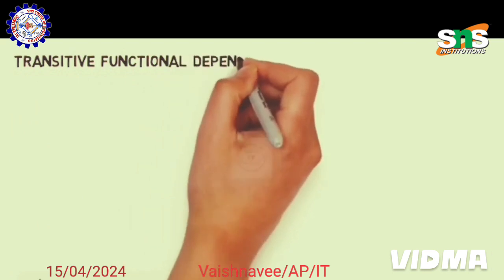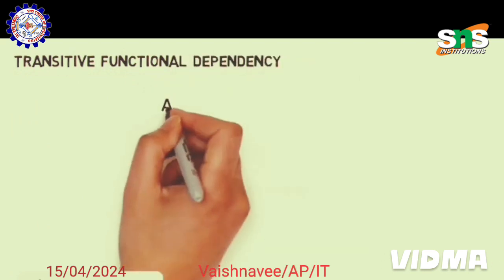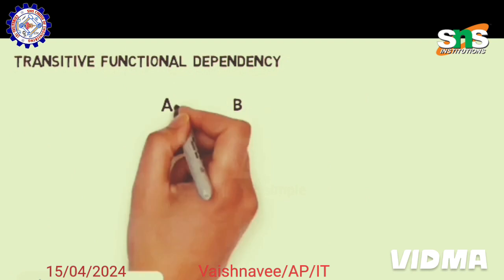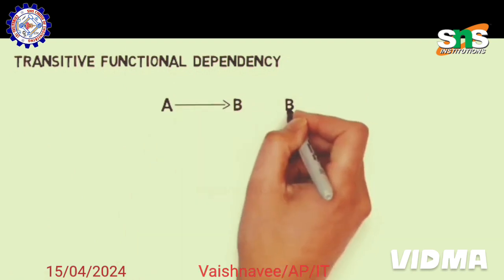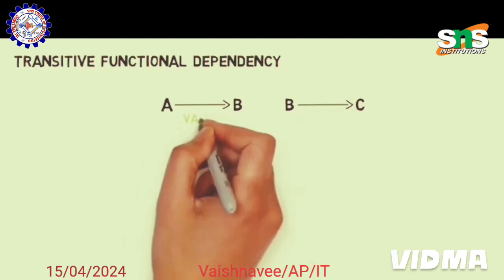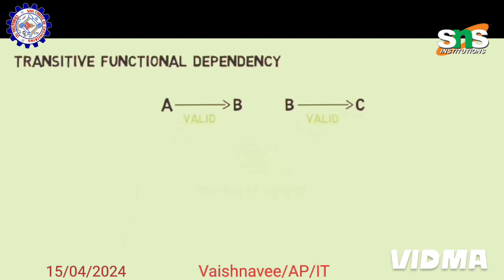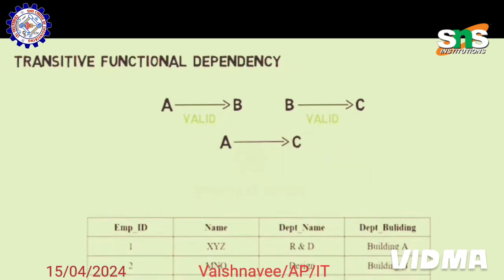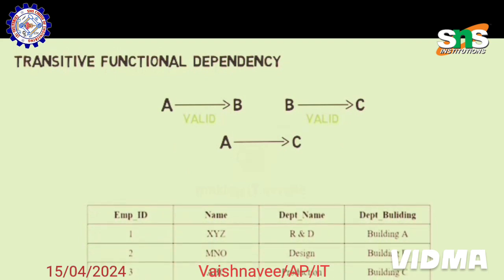Next one we have is transitive dependency. So transitive functional dependency states that if there is a functional dependency A determines B and another functional dependency B determines C, and both are valid functional dependencies, then A can determine C, according to the rule of transitivity.